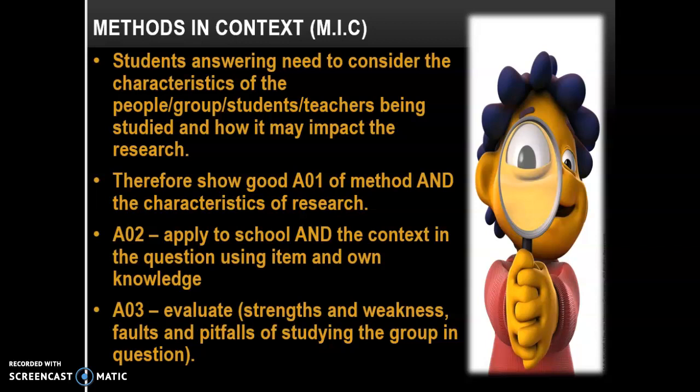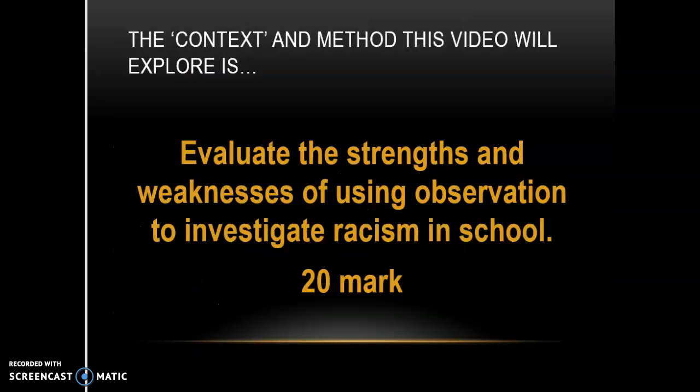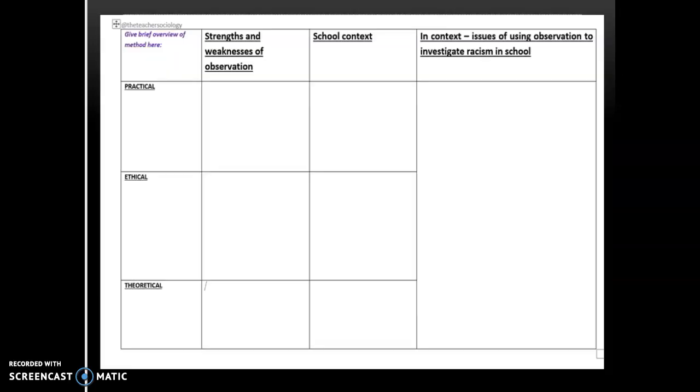The main point of this video is to ensure that you are discussing the characteristics of the people, the group, the students and teachers being studied and how it may impact the research. So the context and the method this video will explore is evaluate the strengths and weaknesses of using observation to investigate racism within school. To help you plan for this answer, you can download this grid or you can copy it out and it'll just mean that you can fill it in as you go along.